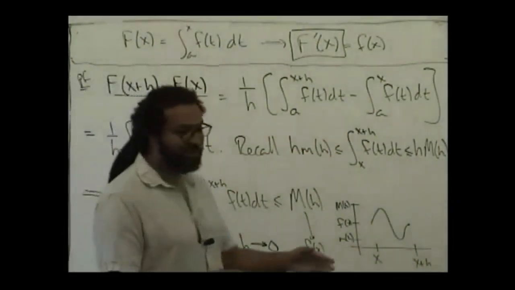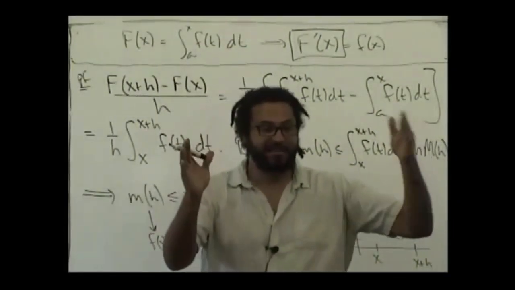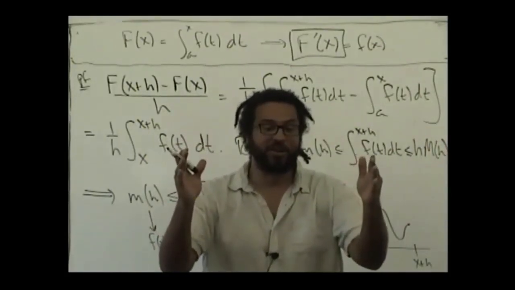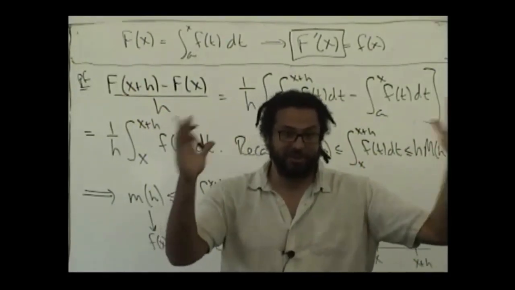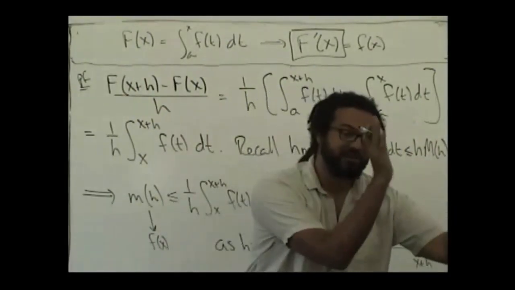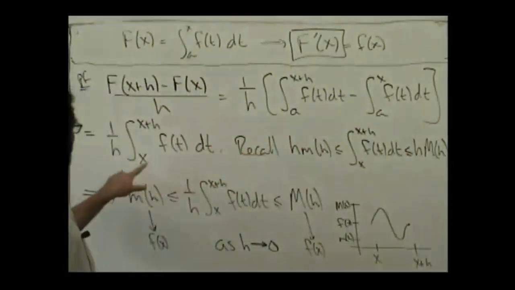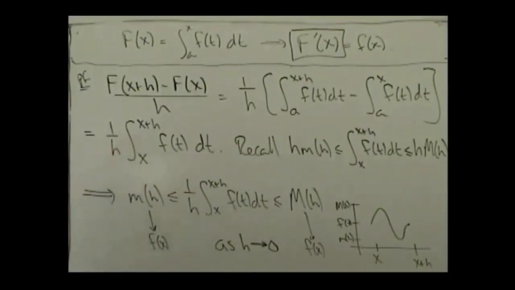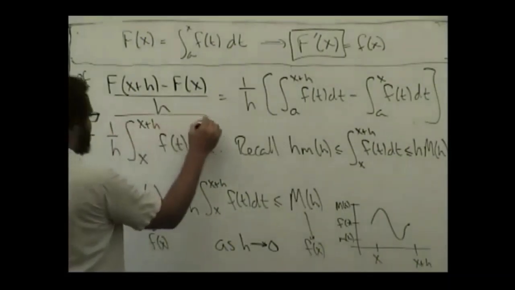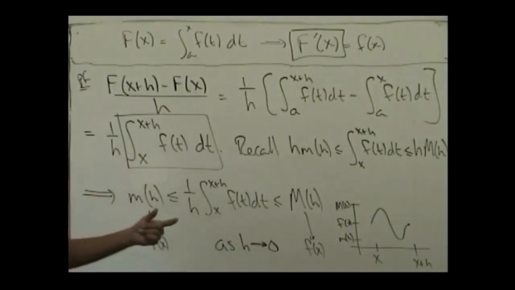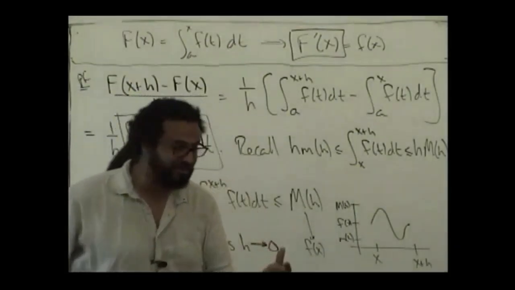So you've got the integral from a to x plus h, and then you've got the integral from a to x. And so when you take the difference of these two things, you just get the integral from x to x plus h. So the difference of these two things, that's just the integral from x to x plus h. So now, what about this thing? Well, remember, we can bound the integral in between the maximum and the minimum times the length of the interval.